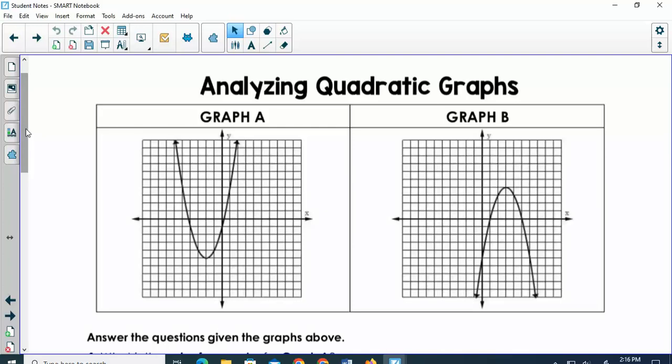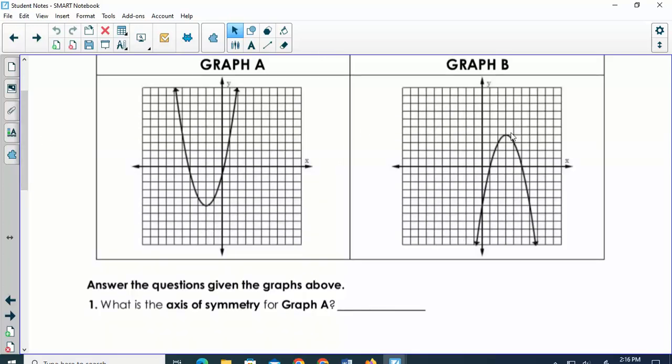Quadratic means it's an x squared. It always has a parabola, or a U-shaped graph. Axis of symmetry. How do you write the equation of an axis of symmetry? What is the axis of symmetry? Is it the line where the thing hits? It's the line that goes through the center.